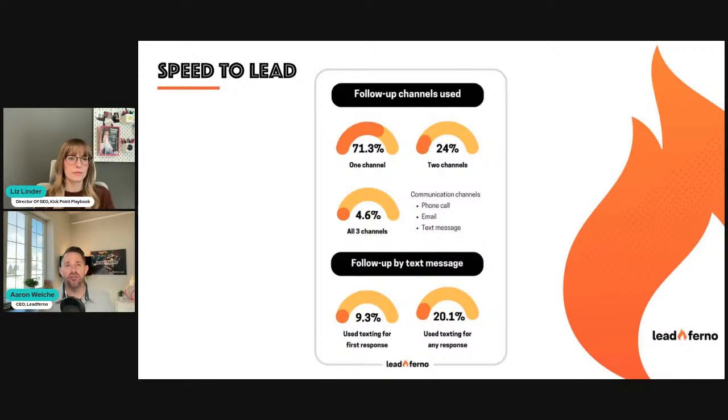And lastly, we just tracked what type of channels people use when following up. Again, we saw the mass dominant, they only used one channel to follow up. So 71% only placed a phone call or only used email or only used text messaging. 24% used 2, just 4.6% used all 3 channels.